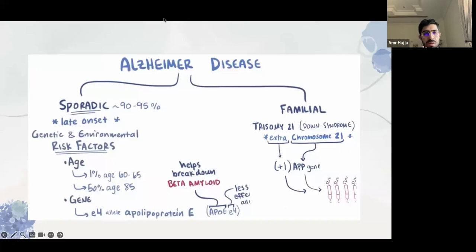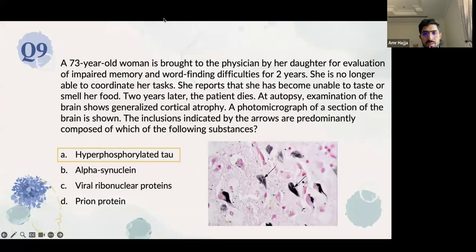Tamam? Let me just go back to the questions. Here we said that this is basically a scenario about a patient with Alzheimer's disease. As you guys know, Alzheimer's patients might have some cognitive dysfunction, some severe memory loss. So here we have, because of evaluation of impaired memory, word finding difficulties, she's no longer able to coordinate her tasks. These are symptoms pointing us towards dementia and Alzheimer's disease. Also, the age is important. Here we have a 73-year-old. Lastly, they put for us this picture, which is basically the neurofibrillary tangles happening as a result of the hyperphosphorylated tau.